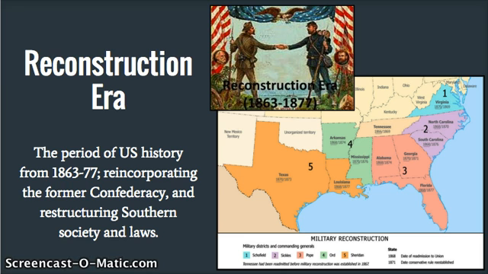Reconstruction ended as the federal government turned its attention to the Indian Wars happening in the western U.S. in the 1870s, and as the abolitionist wing of the Republican Party lost its power in Congress. The situation of the African Americans in the southern United States would not improve until the civil rights movement of the 1950s and the 1960s.